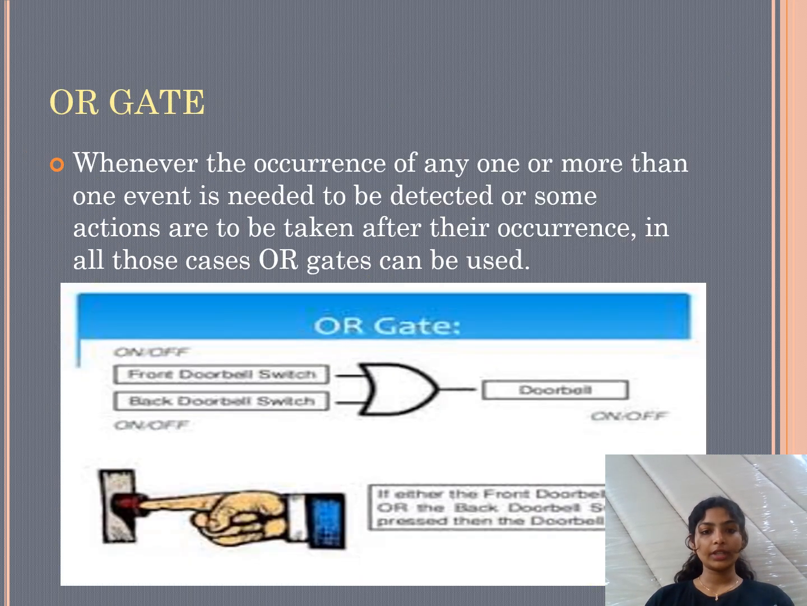OR gate. Whenever the occurrence of any one or more than one event is needed to be detected or some actions are to be taken after their occurrence, in all those cases, OR gates can be used.